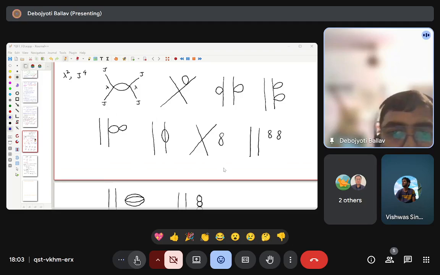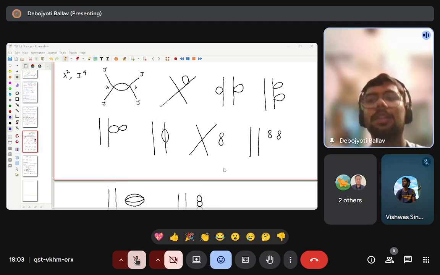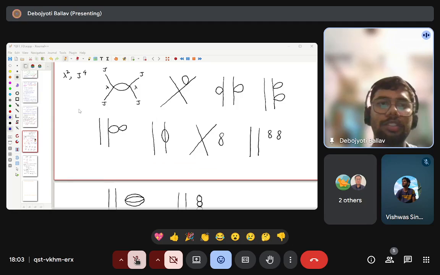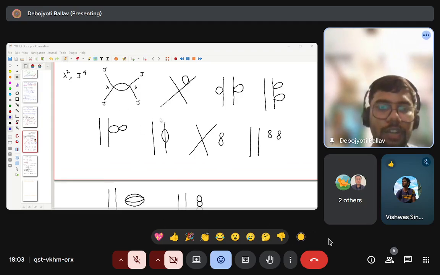But this is just to give you a glimpse of how you can associate a diagram with each and every term, order by order, of the perturbation series. These are exactly the Feynman diagrams you have in quantum field theory. These are physical processes, and you can calculate the contributions for each and every diagram, and that will give you the scattering amplitude.